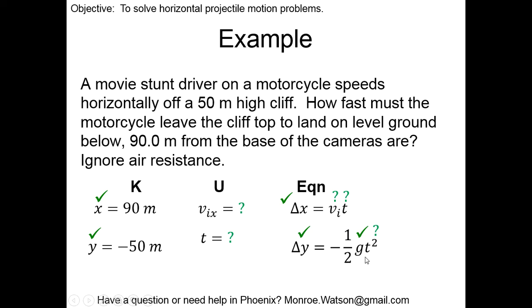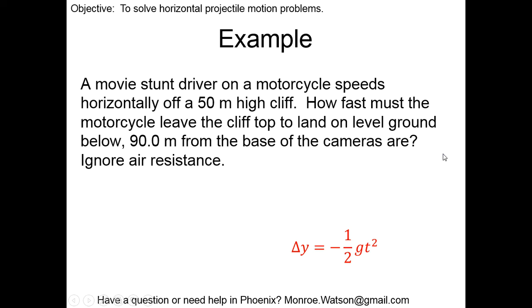And guess what? If I can find the time in my y direction, I can plug that same time into my x direction, and then I can finally solve this problem. So there's the equation we're going to use. Let's start off by isolating the time. The first thing I'm going to do is multiply both sides by the reciprocal of -1/2. So I've got -1/2 over here.